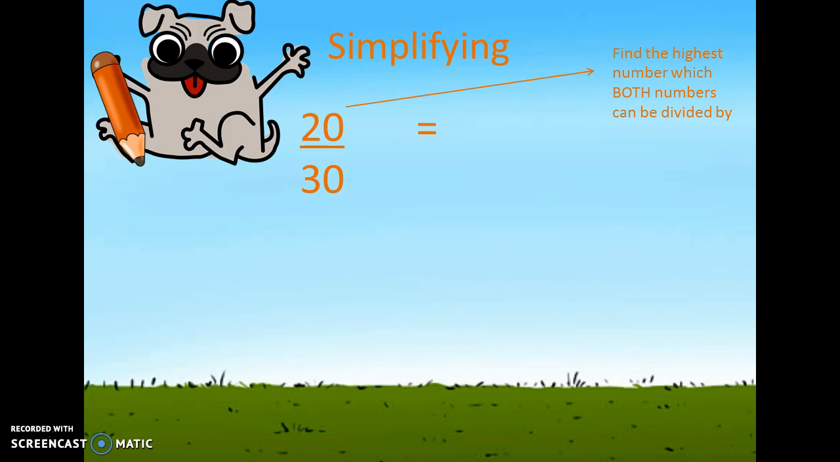Now, there's a little thing called simplifying. When we simplify, we make a big fraction with big numbers, like 20 and 30, come down and be more simple to understand. What we do is we find the highest number which both numbers can be divided by. So basically, we have to find a common number that both 20 and 30 can be divided by, and the highest one at that.